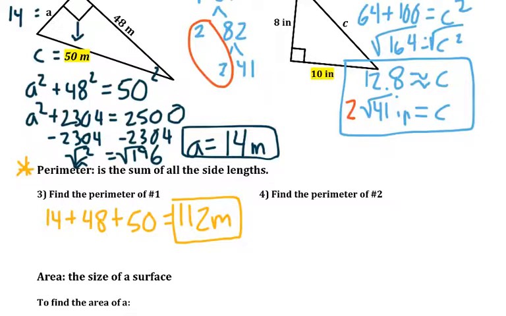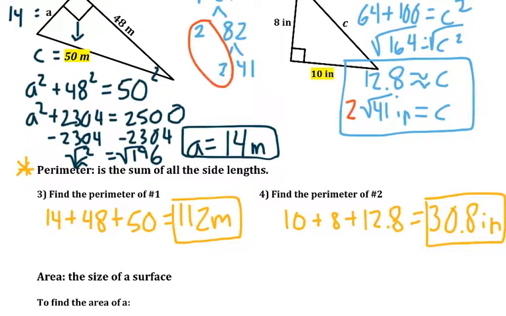Number 4, find the perimeter of number 2. So again, we're just going to add all the side lengths. So we got 10 inches plus 8 inches plus c. Now, we could use the simplified radical, but instead we're going to use the approximation so we can add it. Otherwise, we won't be able to. So 10 plus 8 is 18, plus 12 is 30, and then we have the 0.8. So it's 30.8. Include our units, inches.